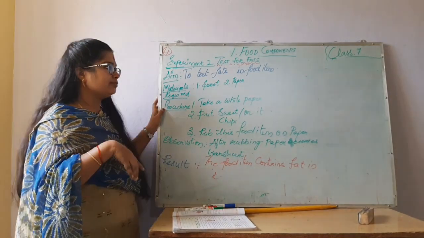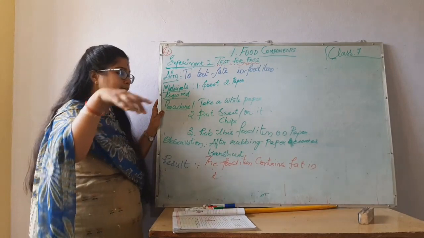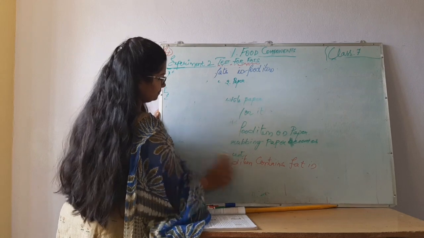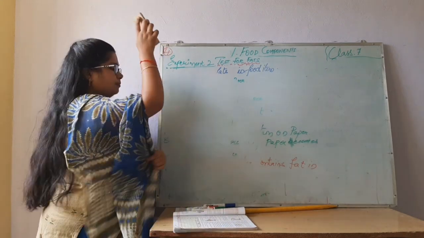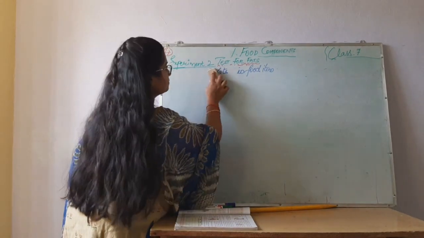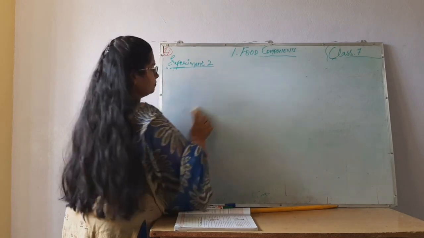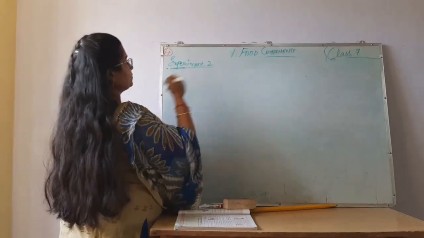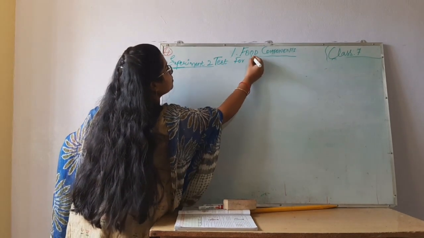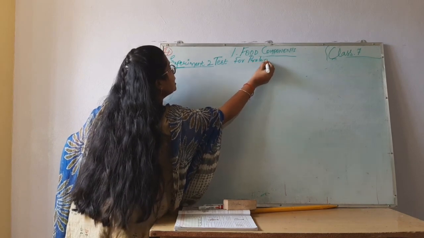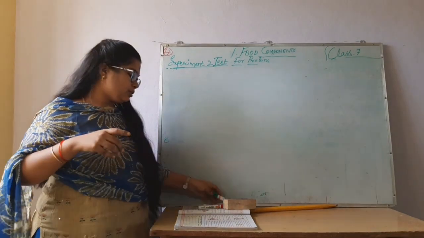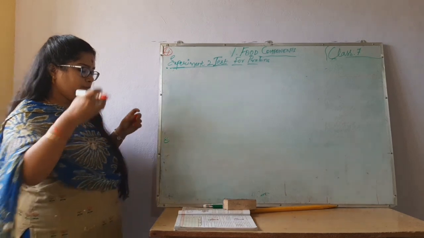And next, test for proteins. To test proteins, you have a somewhat big procedure. We will go into it. Next one is test for proteins. Proteins are also mainly found, isn't it? Mainly carbohydrates, fats and proteins are found in the food items. So to test the proteins, you need to do one thing.